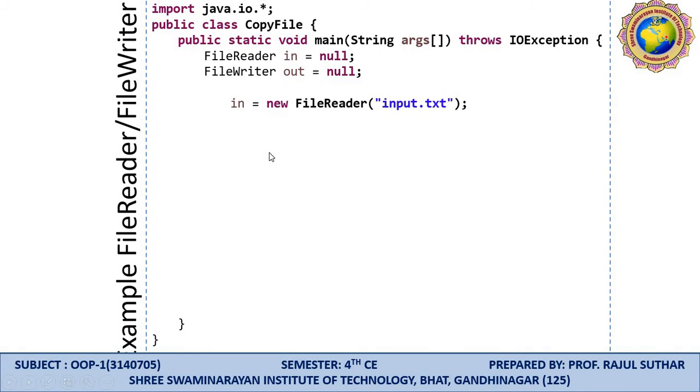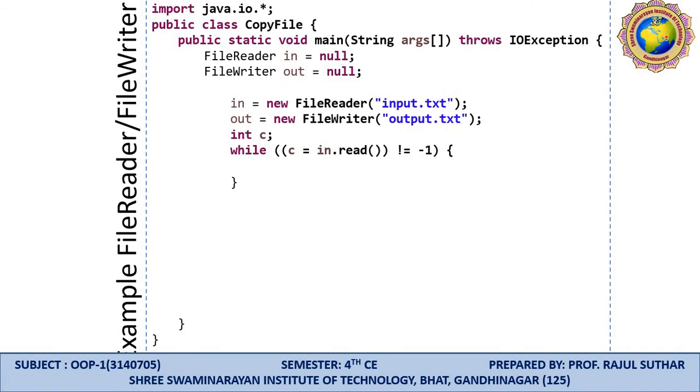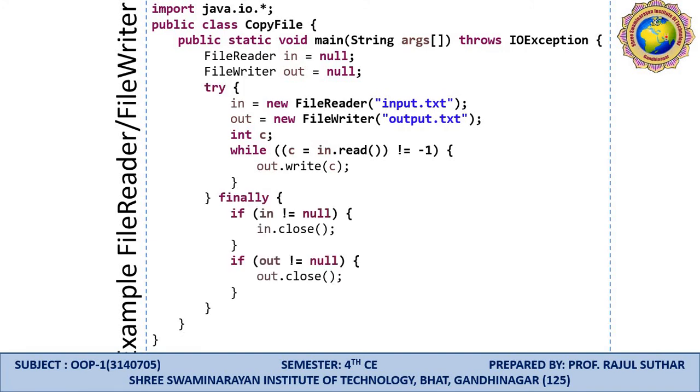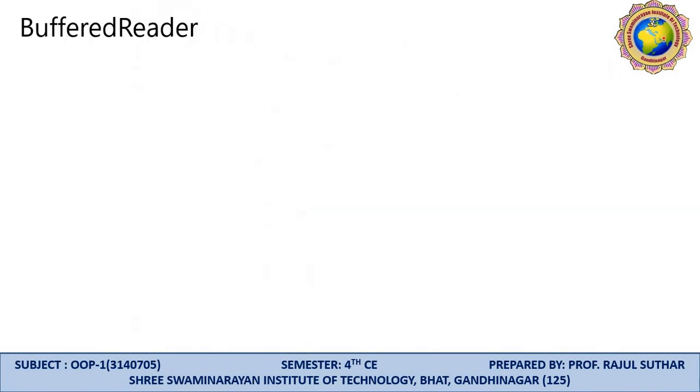in = new FileReader("input.txt"), out = new FileWriter("out.txt"), int c; while ((c = in.read()) != -1), out.write(c). Finally, if in is not equal to null, in.close(); if out is not equal to null, out.close().